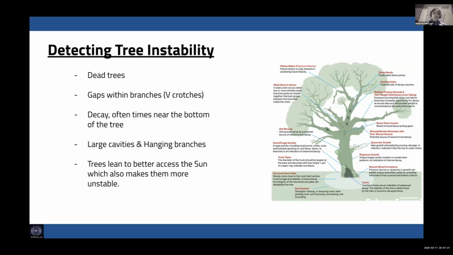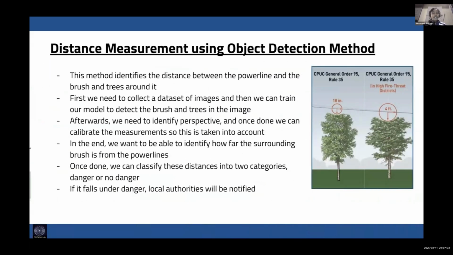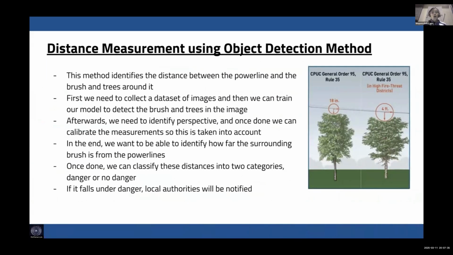And then lastly, we're going to be looking for encroaching vegetation, so basically vegetation on the power line or very close to it. Which actually transitions perfectly to our second portion of our software. We're going to be using distance measurement with an object detection method. This method identifies the distance between our power line and the brush and trees around it.